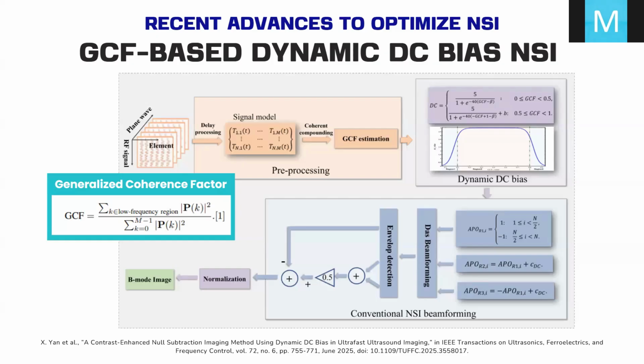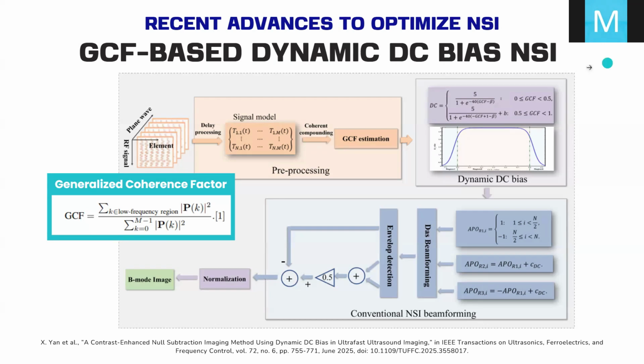The first adaptive approach is the GCF-based dynamic DC bias NSI. This method adjusts the DC bias at each pixel using the generalized coherence factor, which measures how coherent the received signals are at each imaging point. High coherence values indicate strong and well-aligned echoes, typically approaching 1. In contrast, low coherence values close to 0 are associated with noise, while intermediate values reflect the speckle-dominated regions.